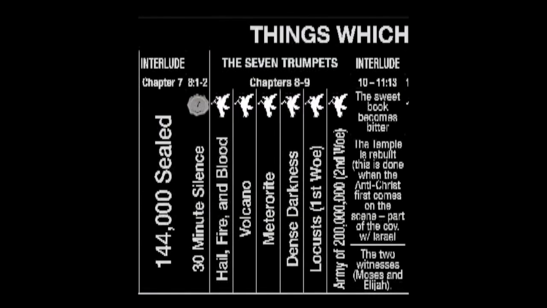When the second trumpet is blown, a volcano erupts, and the top of the volcano is thrown into the sea. The Bible describes it as a burning mountain cast into the sea. And as a result of that, 1/3 of the oceans turn to blood. And 1/3 of the creatures, or the sea creatures, I should say, die. And 1/3 of the ships sink. Now, this is a natural disaster such as the world has never seen before.